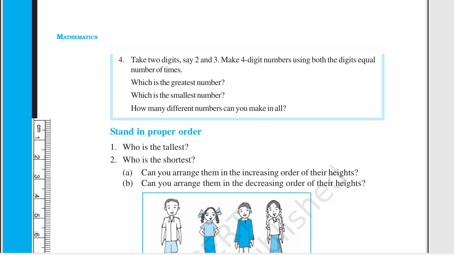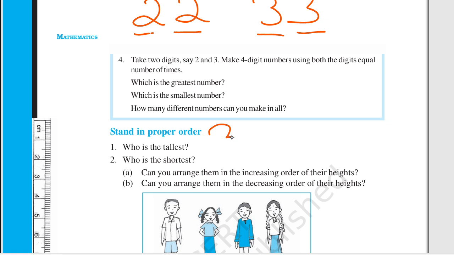Okay, by using 2 times and 3 2 times, because you have to write down the 4-digit number using both digits an equal number of times. Equal number of times means 2 times, 3 2 times. Which is the greatest number? Now how will we form the greatest number? You know, the greatest number will start from the largest digit, so we will start from 3.